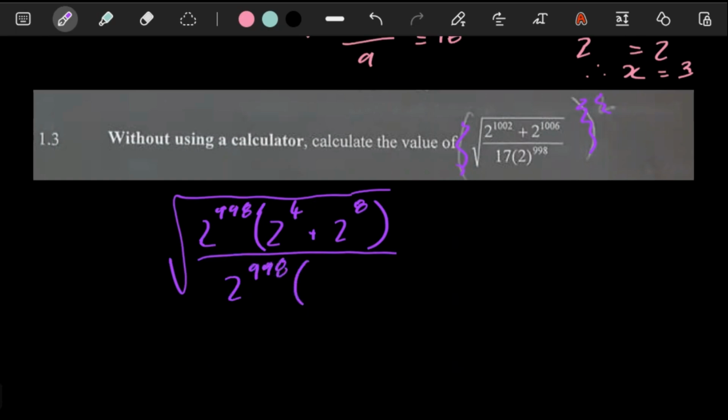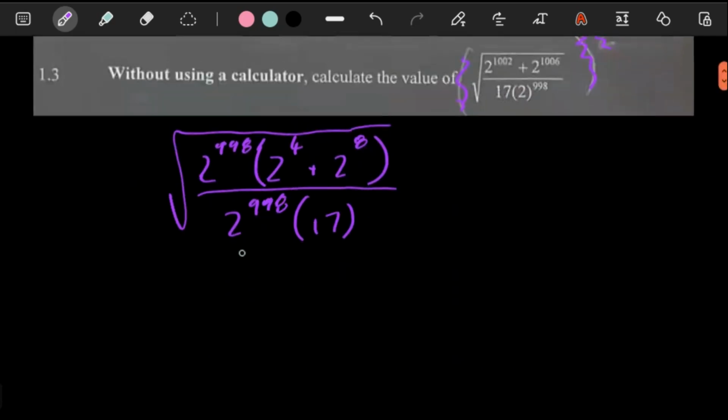And then, what do we have here? We're going to have 17. What is 17 now? Yeah, we're going to have 17 here, right? So with 17 there, this can cancel this.